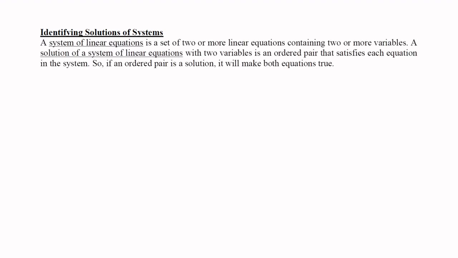A system of linear equations is a set of two or more linear equations containing two or more variables. A solution of a system of linear equations with two variables is an ordered pair that satisfies each equation in the system. So, if an ordered pair is a solution, it will make both equations true.